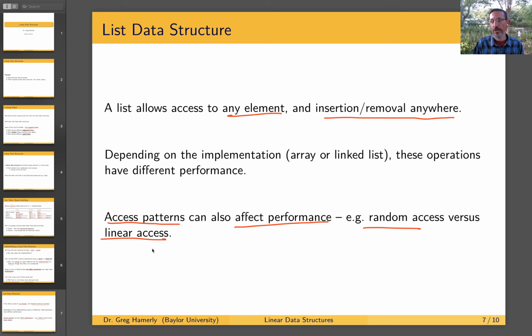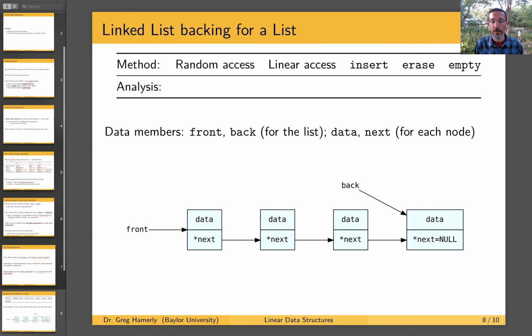The normal way to use a list is to go one by one, but we could just sort of jump around in the list. We could jump to the beginning and then to the end and then to the middle. That's random access, and that could affect the performance of our data structure depending on how we've implemented it, okay? So it's not just the implementation, it's also how it's used.